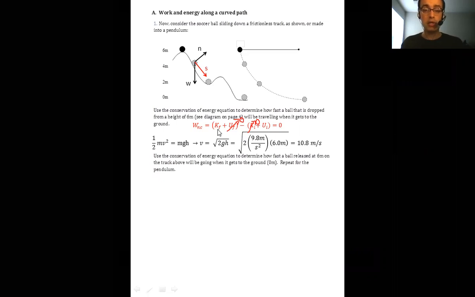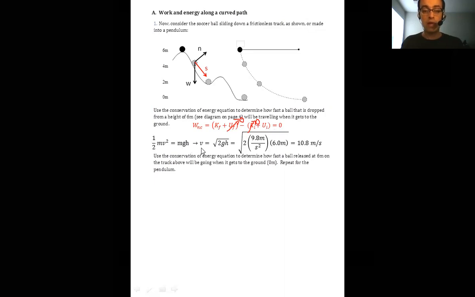So we make the substitution for kinetic energy, 1/2 mv squared. We make the substitution for potential energy, which is mgh, or the height in this particular case. What we can say then is, because Kf minus Ui equals 0, we can then say Kf equals Ui. So sorry, Kf minus Ui equals 0. So Kf equals Ui. That's what you're seeing over here. 1/2 mv squared equals mgh.